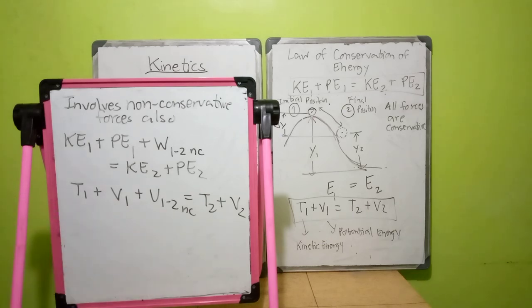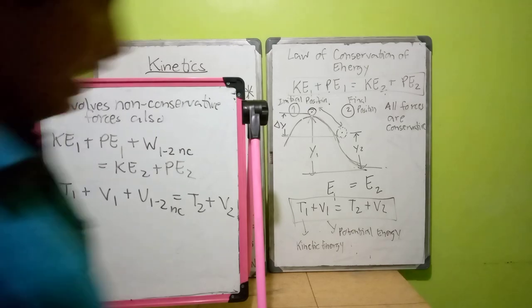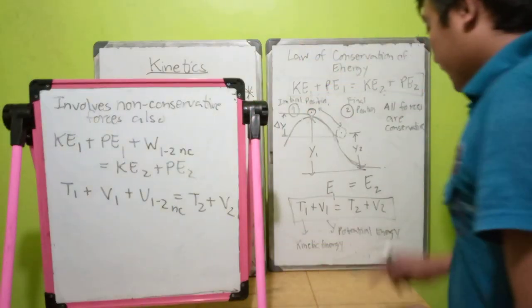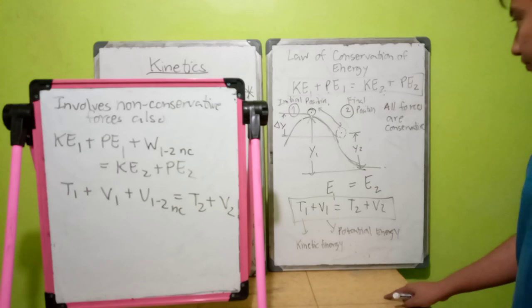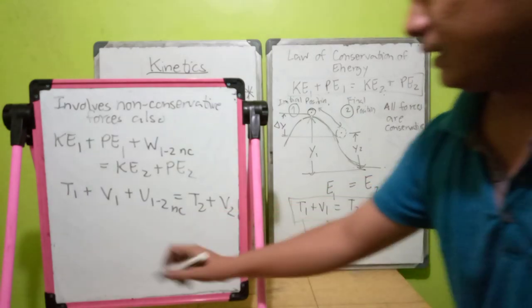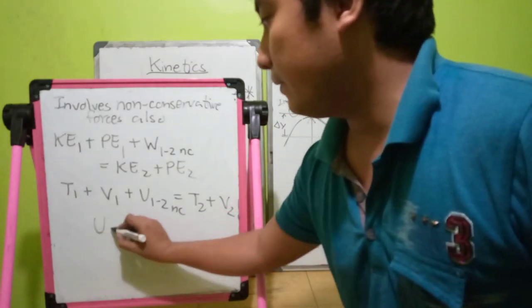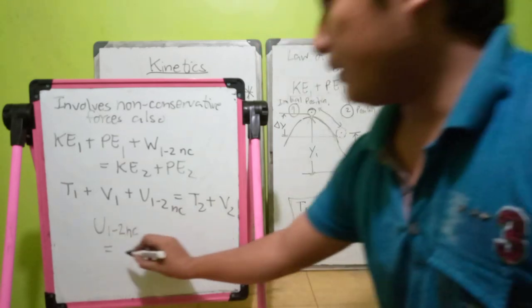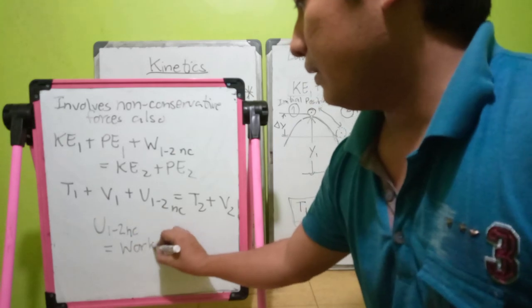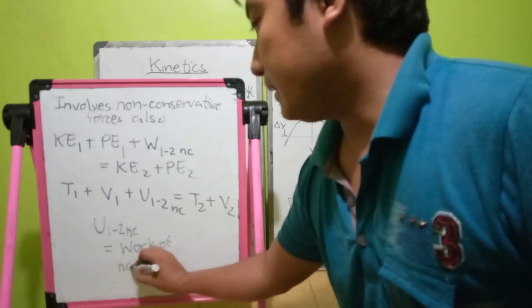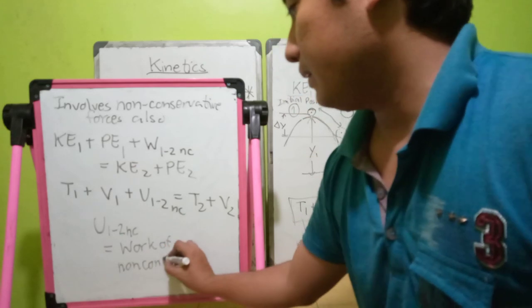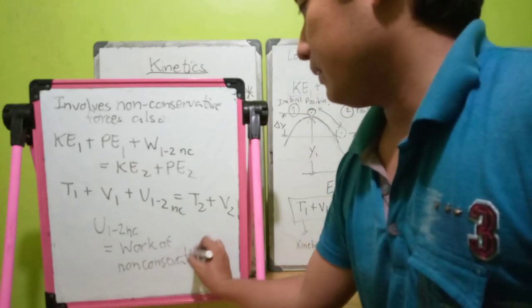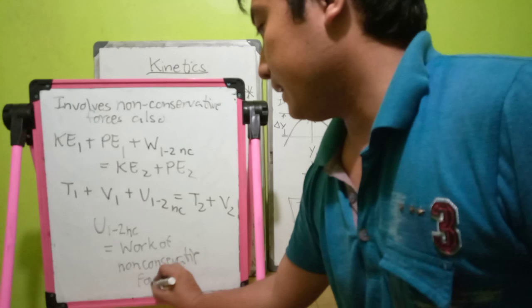Non-conservative forces. But somehow, I would like to reiterate that change. So this is U1 to 2, NC, the work of non-conservative forces.